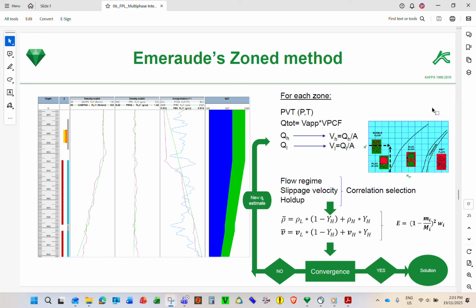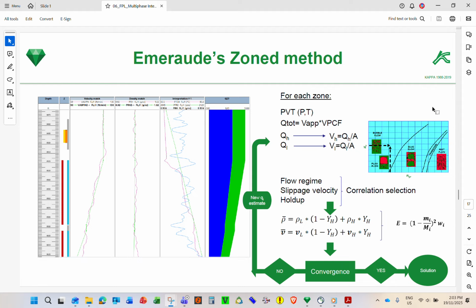Now if we have density, not holdup, I replace the holdup with the density. So density of water, rho water, maximum, and this one, rho gas. From where? PVT. The endpoints here and there, the maximum, are from PVT.